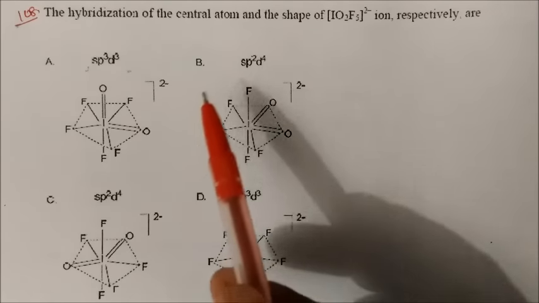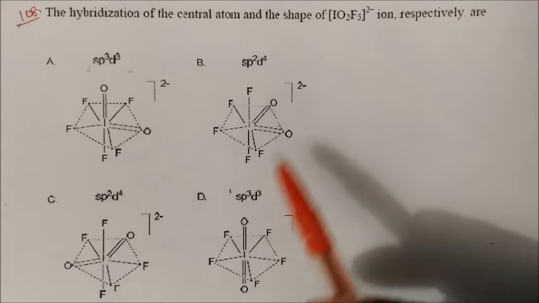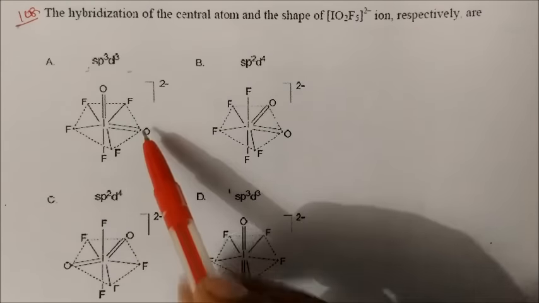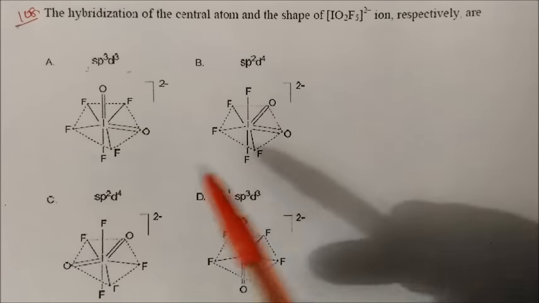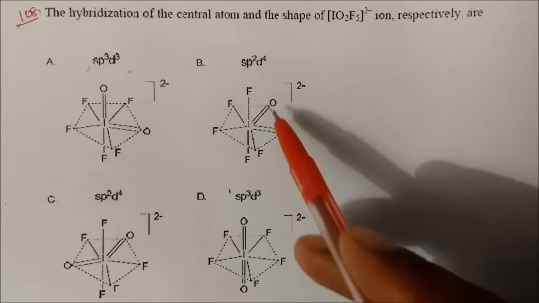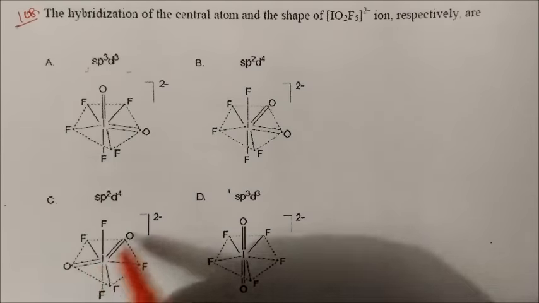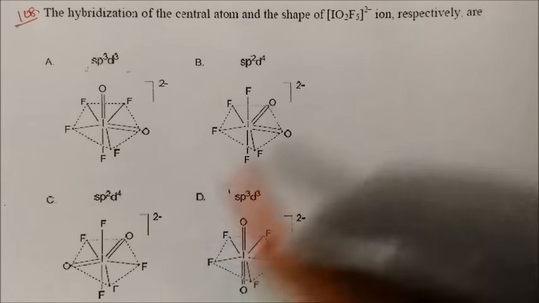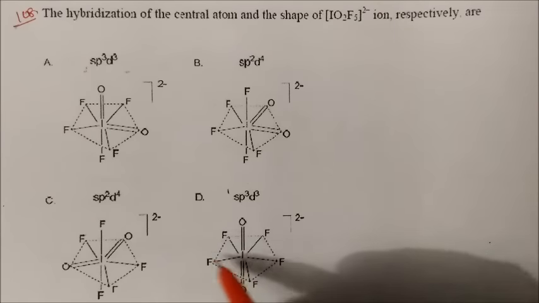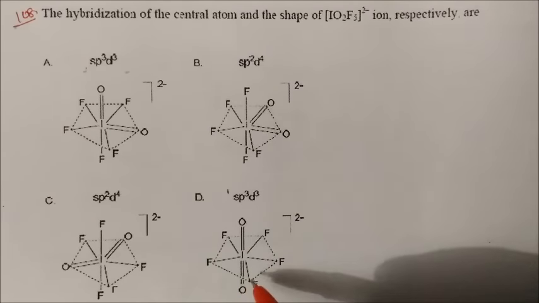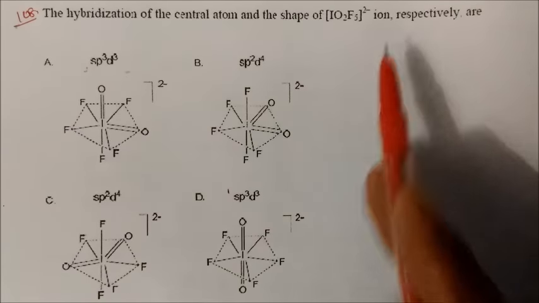The hybridization of the central atom and shape of IO2F5 2 negative is asked. If you see carefully, oxygen is the most electronegative, so this should be symmetrical. This is not possible. This, with 2 oxygen on this side, is again not possible. In this also there are 2 oxygen on this side, so both are the same. So it is rejected, and this is the most valid option, because the 5 are in a symmetrical structure and the 2 are too. This is the most symmetrical, and this gives the most stabilization of this IO2F5 2 negative.